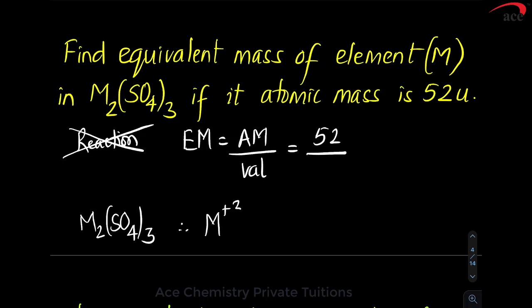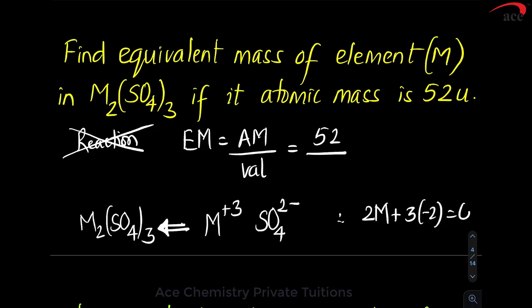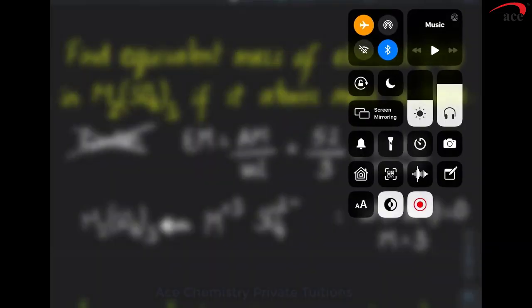Now in M2(SO4)3, can we know the valency? Yes. Metal should be +3, sulfate should be -2, then only we can get this formula, or you can find it by oxidation state. Let the oxidation state of M be M, and sulfate is -2, equal to 0. So M is nothing but 3. So valency is nothing but 3. Therefore the answer will be 17.33. This is how you will calculate equivalent mass of an element. Understood this?